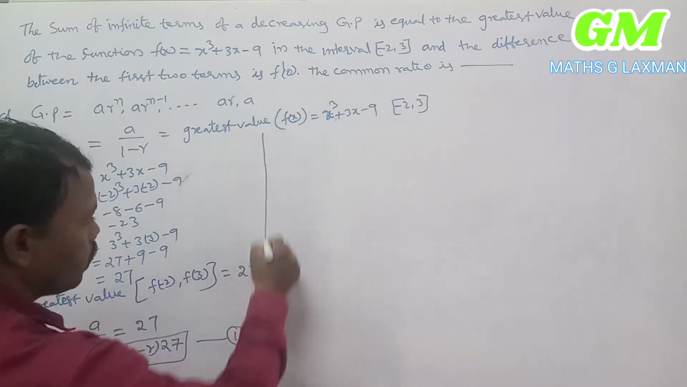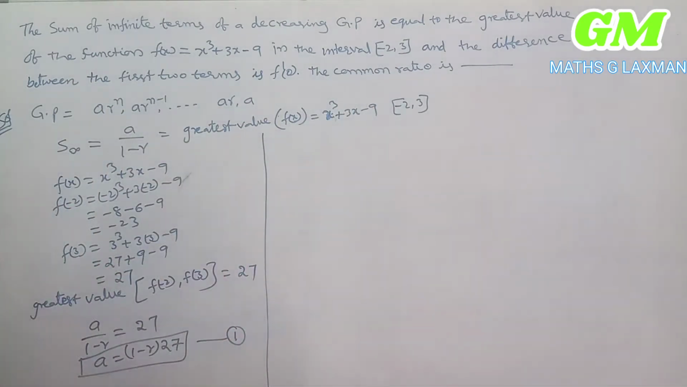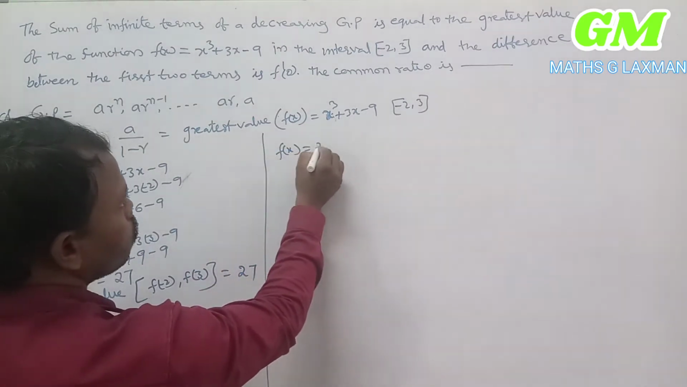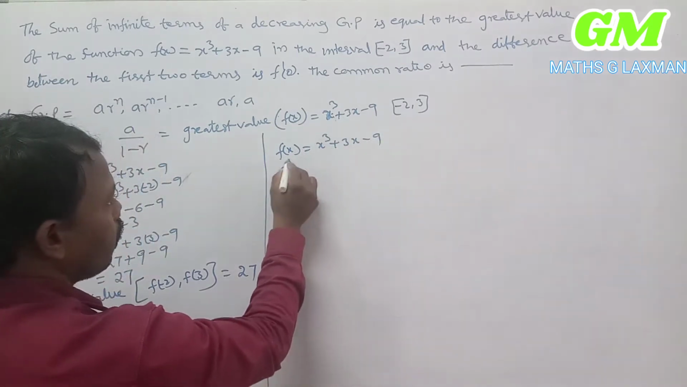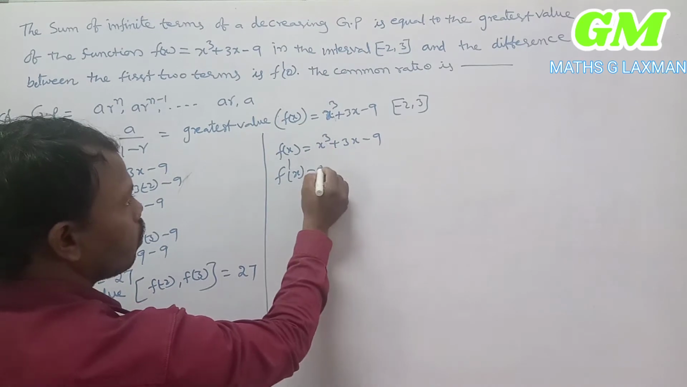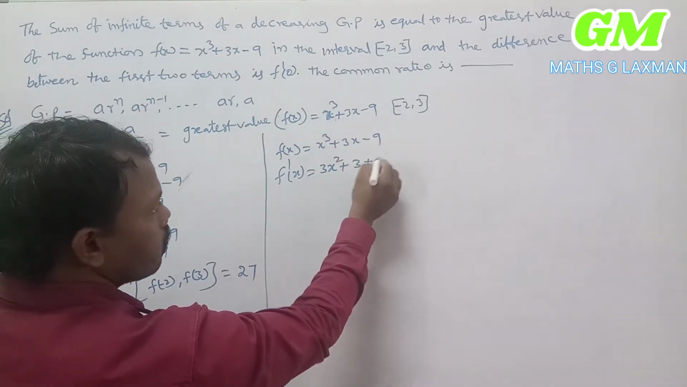And the second condition is given. The difference between the first two terms is f dash 0. So f of x is equal to x cube plus 3x minus 9. Then f dash x is the derivative of this. What you will get? 3x square plus 3, and at 0 this is 3.